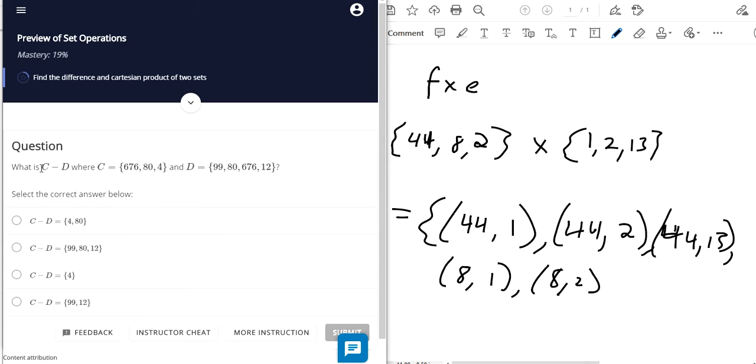Now, if it asks for the difference, what is C subtracted by D? That means take the elements of C and just take out any elements that match with D. Like 676. There's a 676 over here, so we're going to take that out, okay?